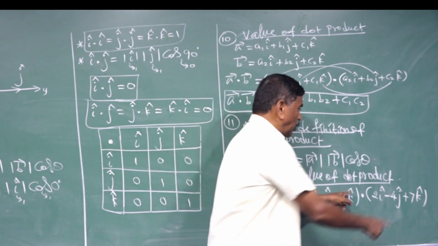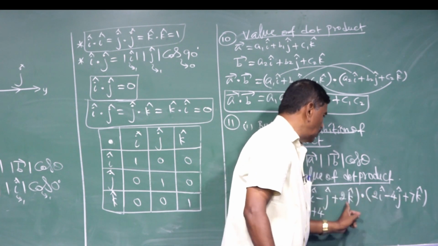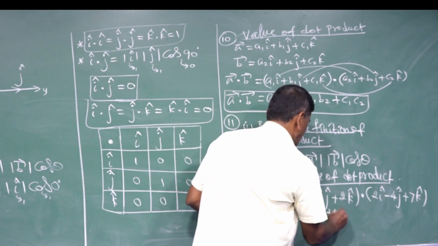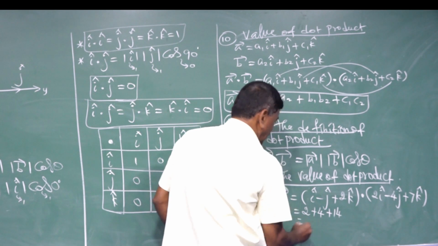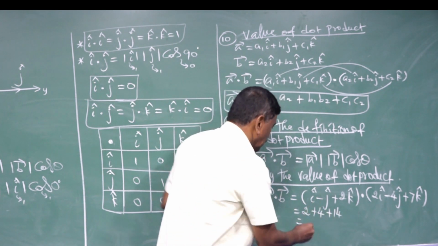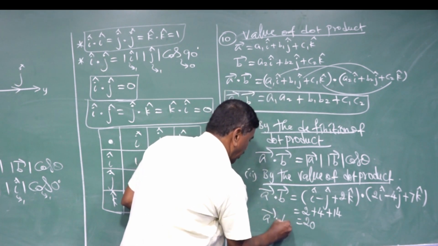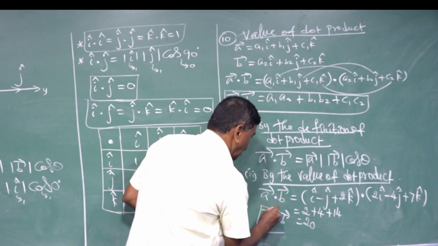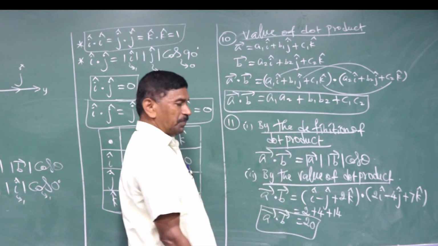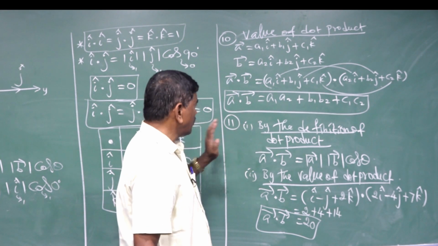Similarly, k to k. Here plus 2, here plus 7. 2 times 7 is 14, so plus 14. What is your answer, please? Yes, 2 plus 4 is 6, and 6 plus 14 is equal to 20. So the value of the dot product A vector dot B vector is equal to 20. That's all.